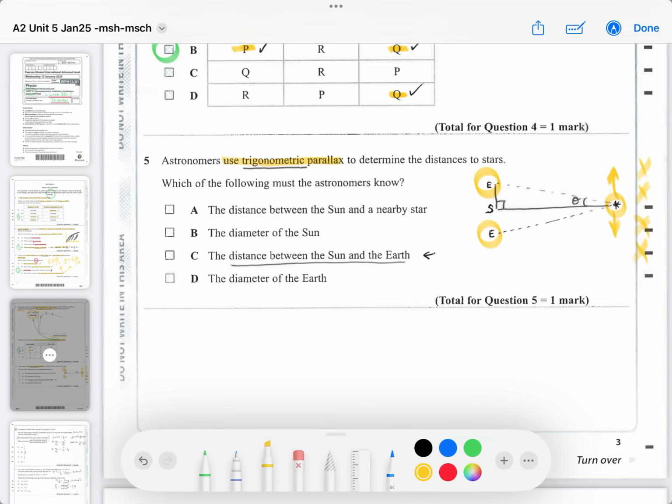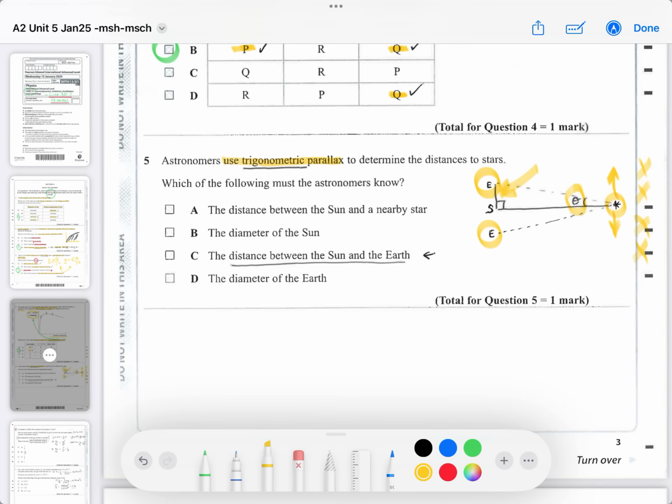It allows the astronomers to work out the distance to the star. So they measure the angle, and they know the distance from the Earth to the sun, and therefore they can work out by trigonometry the distance from the sun to the distant star, or to the star.